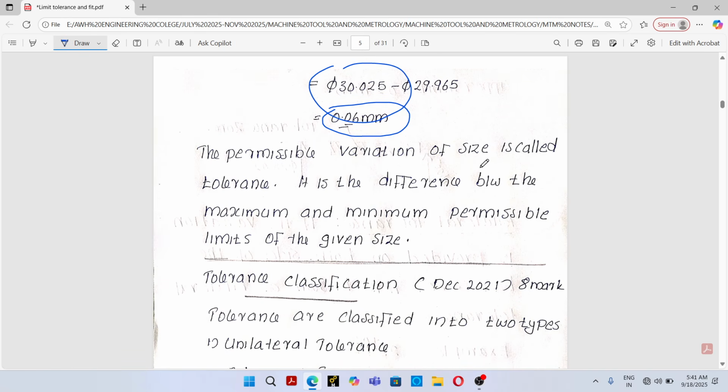The permissible variation of size is called tolerance, and it is the difference between maximum and minimum permissible limit of the given size. It is defined as the difference between upper limit or maximum limit and minimum limit or lower limit.